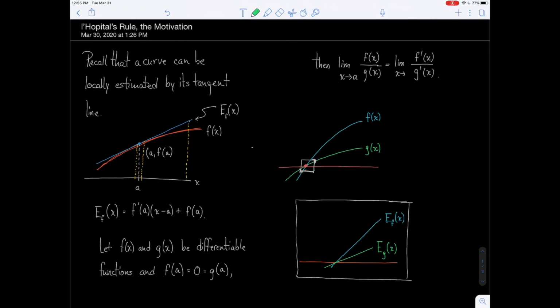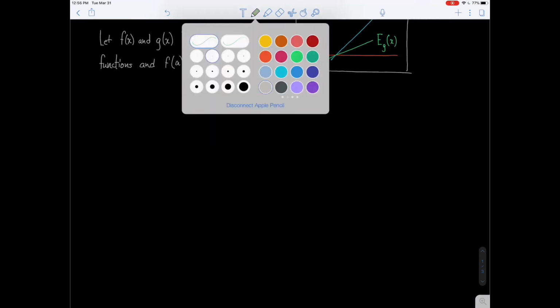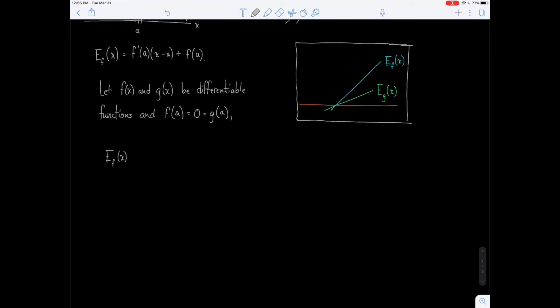So I'm going to have to scroll up a bit. I'm going to scroll up, and let's write what we found. So here's what we found. Notice EF of x at A, and I'm going to come back up here. Here's my point right there. That's the point A, comma, f of A. But remember, f of A is 0, so really this is the point A, comma, 0. Okay, so I have EF of x.